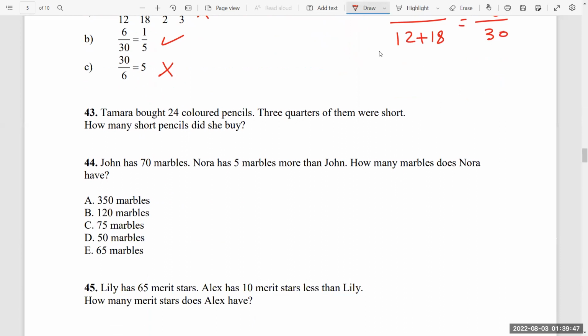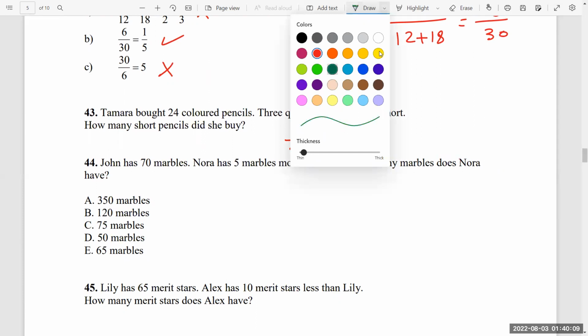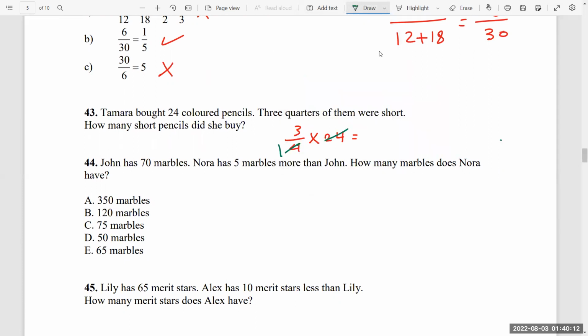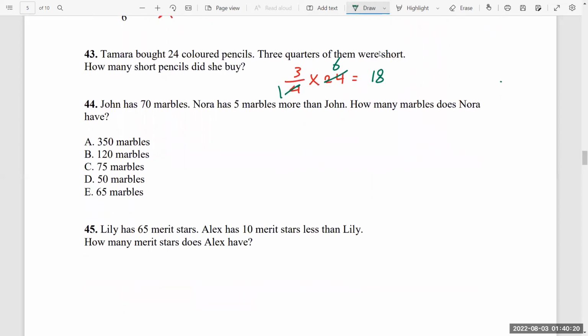Tamara bought 24 colored pencils. 3/4 of them were short. How many short pencils did she buy? 3/4 of them. This is 3/4 of 24: 24 divided by 4 is 6, times 3, it's 18. Okay, easy. A fraction of a number, just multiply that fraction by the number. A part of this number, 3/4 of this number.